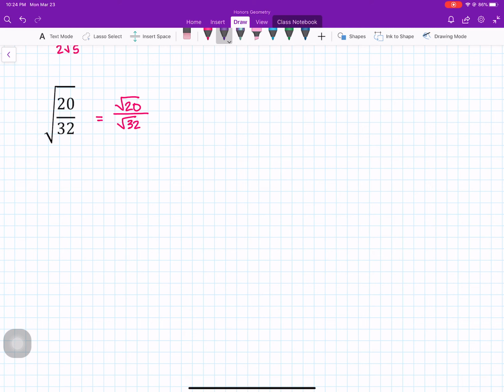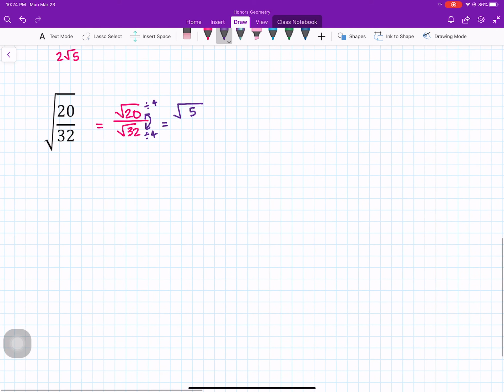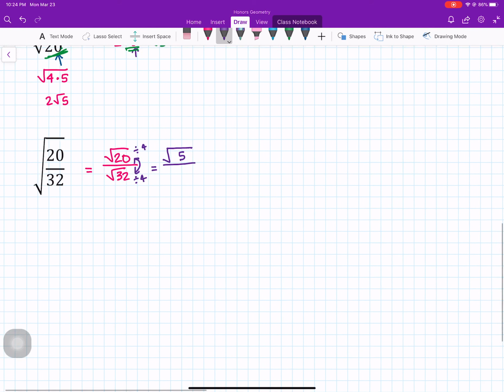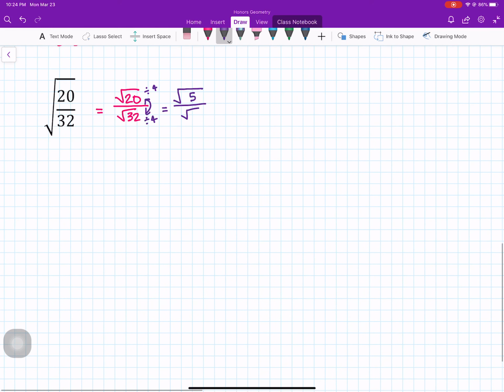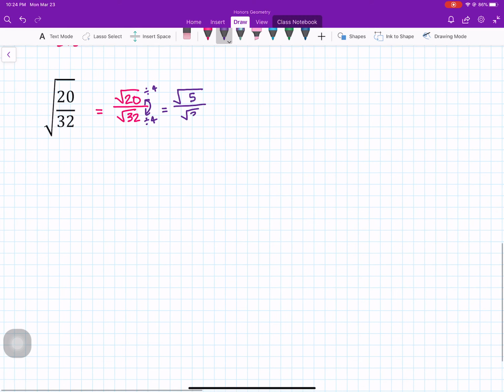But before you do anything, before you even reduce the radicals, we can actually make these numbers smaller, because this is 20 over 32, or root 20 over root 32. So I can actually say, let's see, 20 and 32 are both divisible by 4. So this would be root 5, still going to have a root, over root 8. So right now the numbers are even simpler.